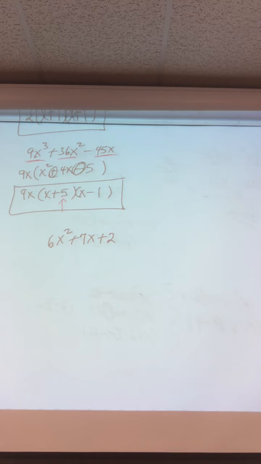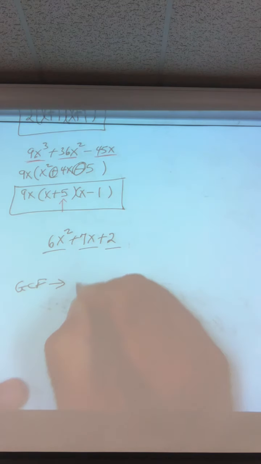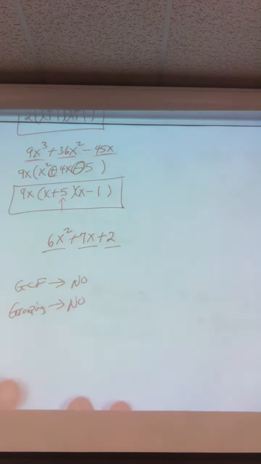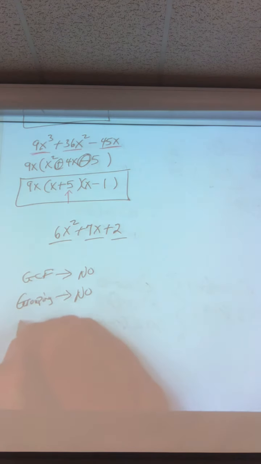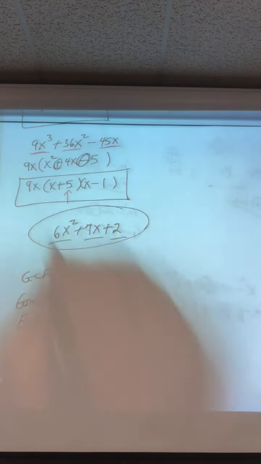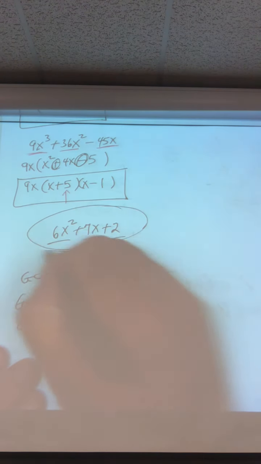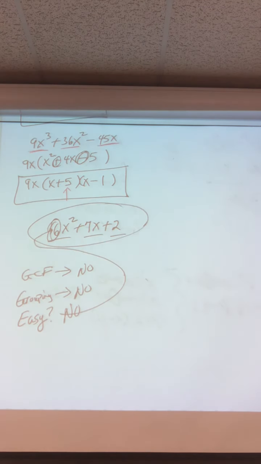All right, first, does this problem have a GCF? No. Can I do grouping? No. So there's no GCF, and you can't do it by grouping. Well, what's the only other option? A trinomial, if it's the easy case. Now, is this trinomial that easy case? No. And the reason it's not is because of that 6 in front of that x squared.